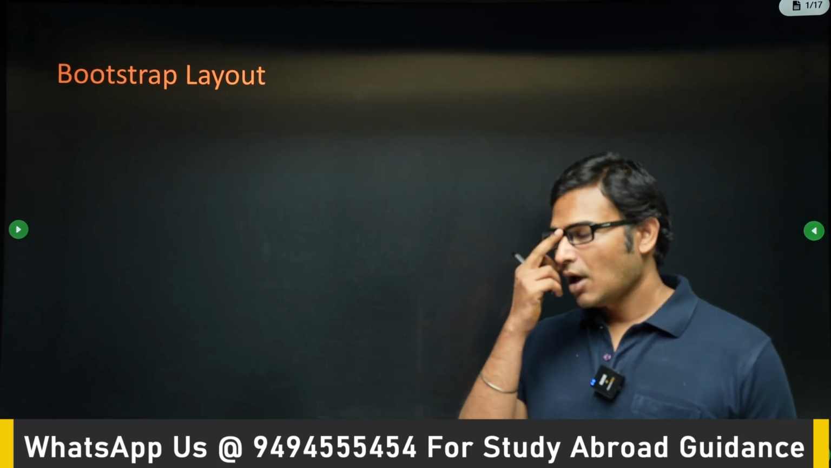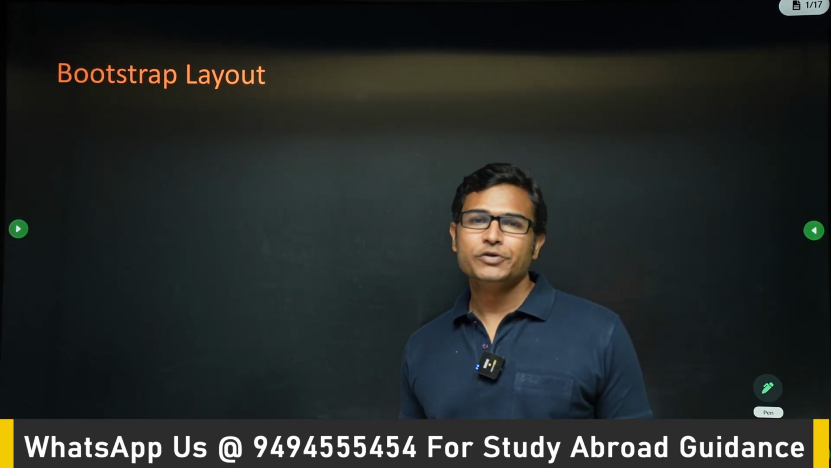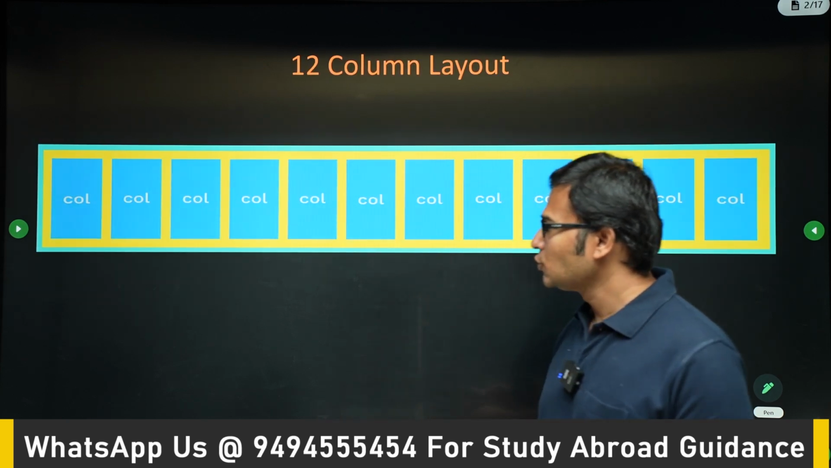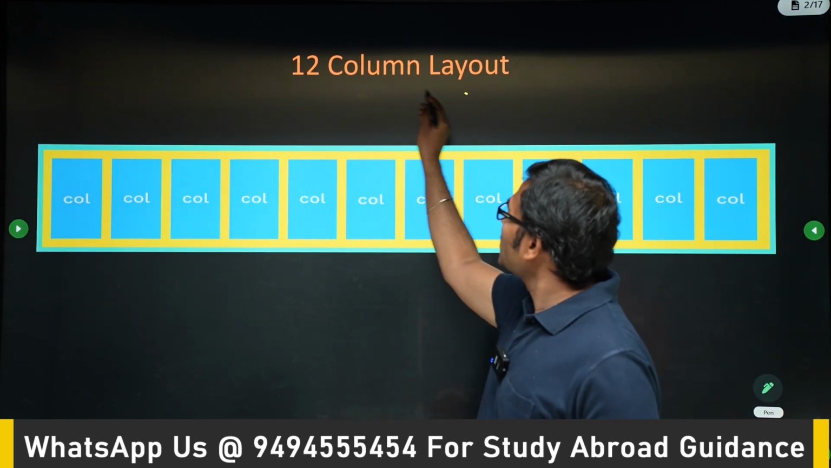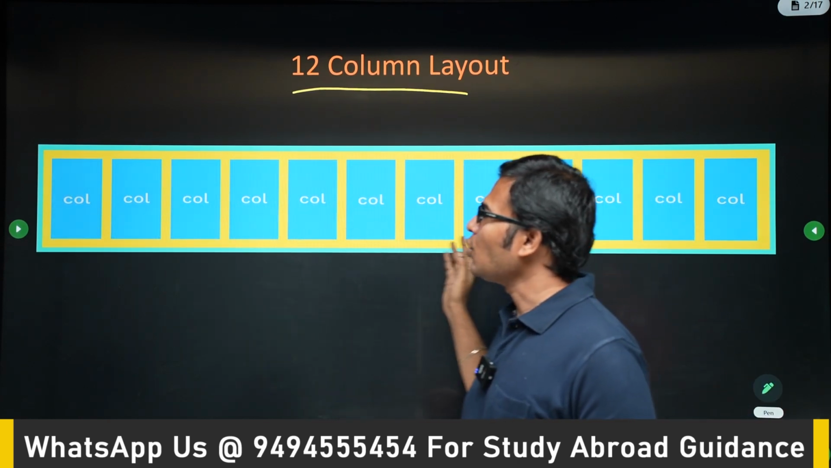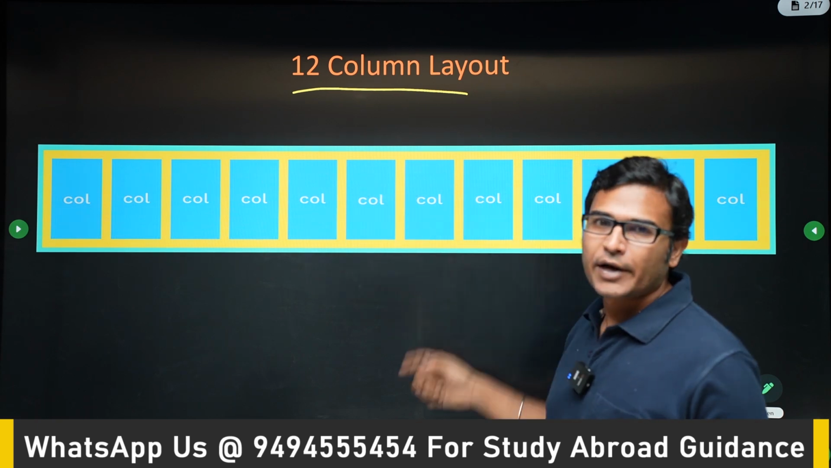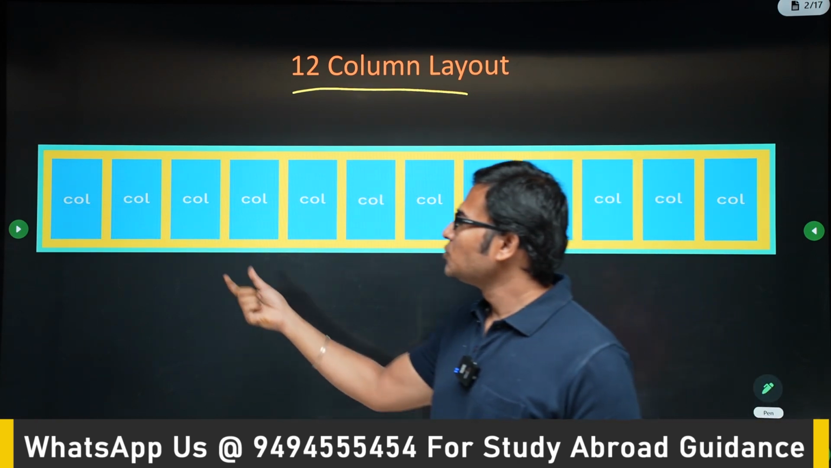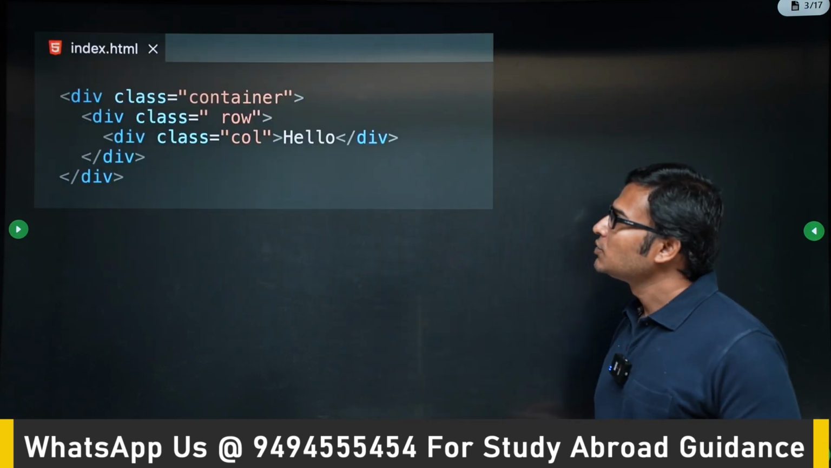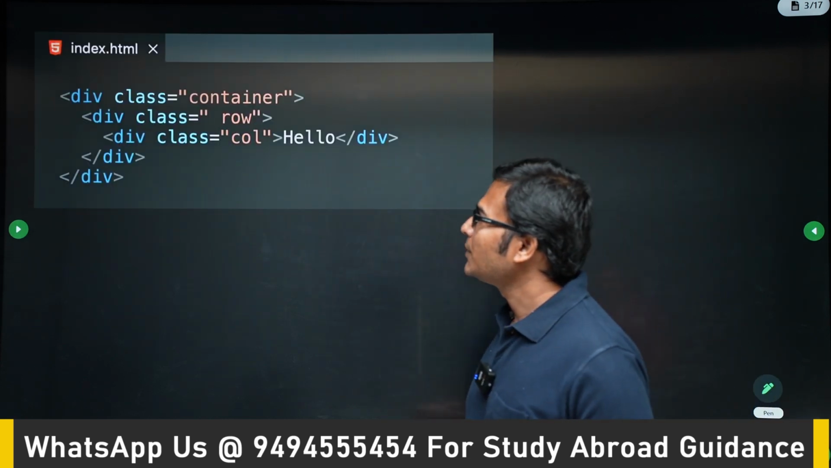Now let's see how to lay out the elements in Bootstrap. Bootstrap follows a 12 column layout, which means it will divide the entire row into 12 columns, and if we have 12 items, it is going to place one item in each column. Your code will look something like this.